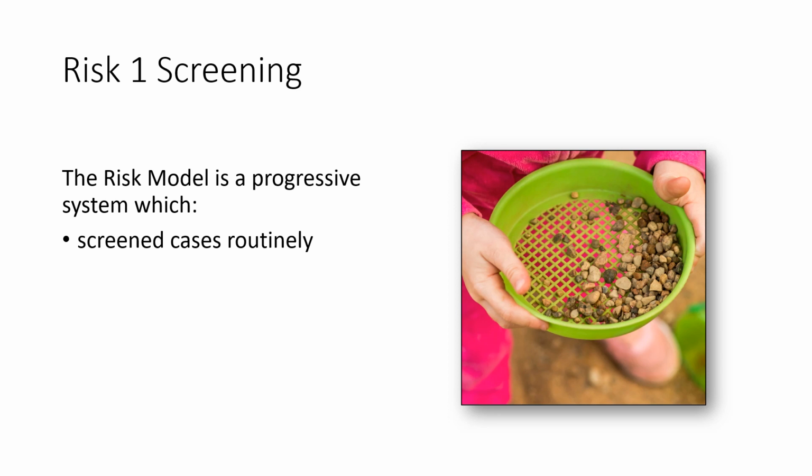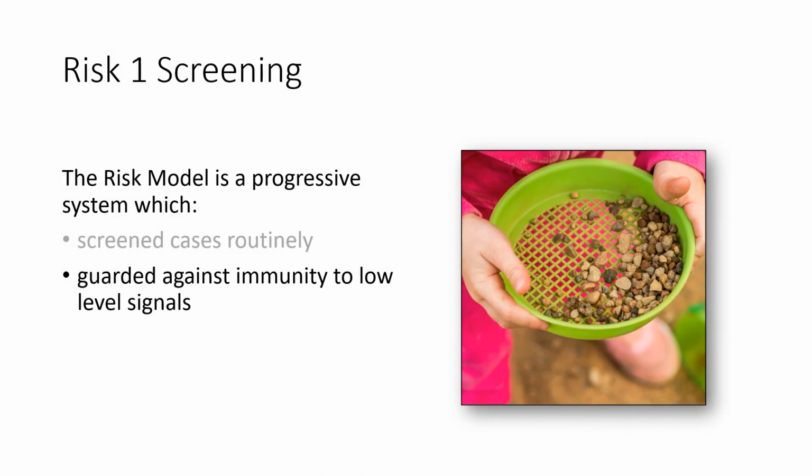The risk model reminds us that the unmanaged risks are often in those cases where there is less oversight, often lower priority cases in the preventative and care and support part of the continuum of need. Risk screening ensures practitioners don't become immune to the low-level signals about abuse or neglect that can develop over time.